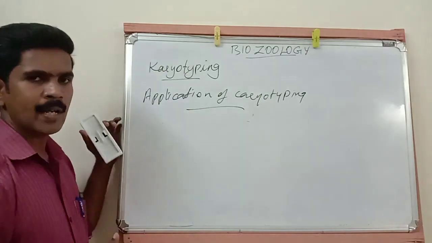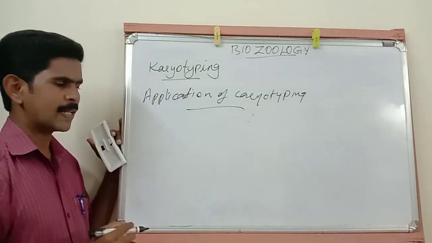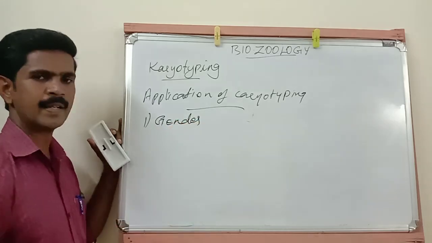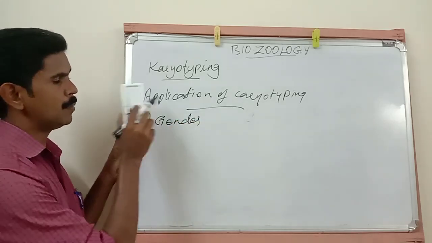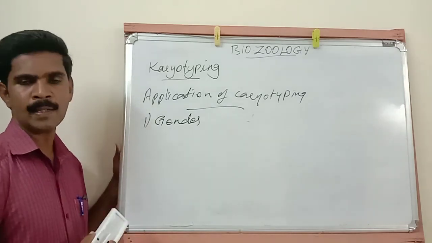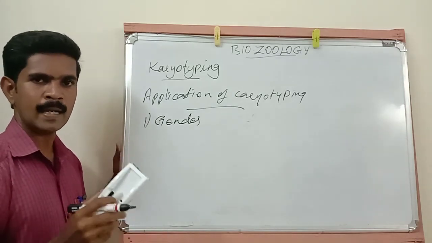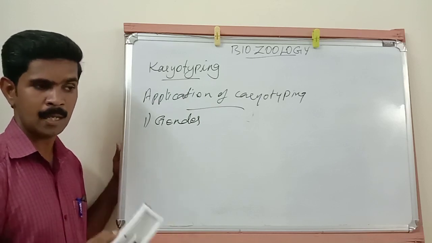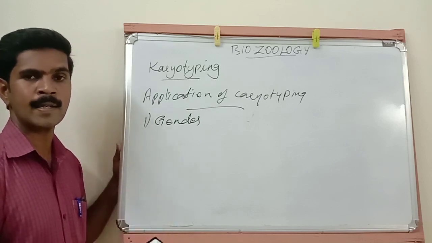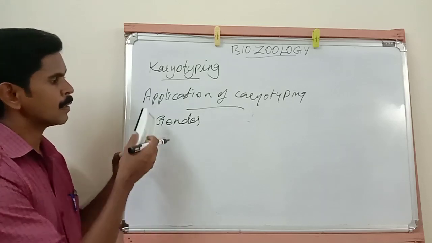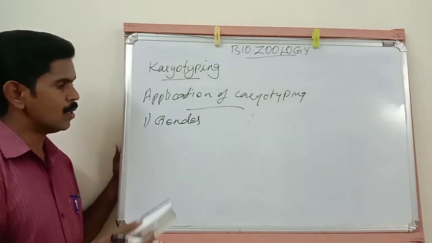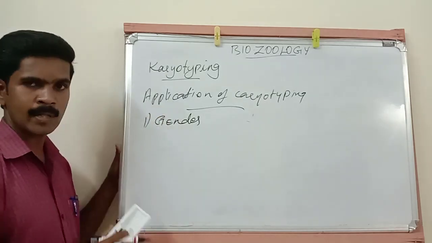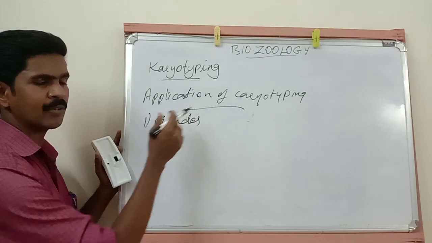The uses or the applications of karyotyping. The first application is gender. With the help of this karyotyping technique, we can identify the sex of the fetus. The embryo, the baby which is developing or growing inside the uterus of the mother, is called a fetus. So we can identify the sex of the fetus by using this karyotyping technique. This is the first application of karyotyping.